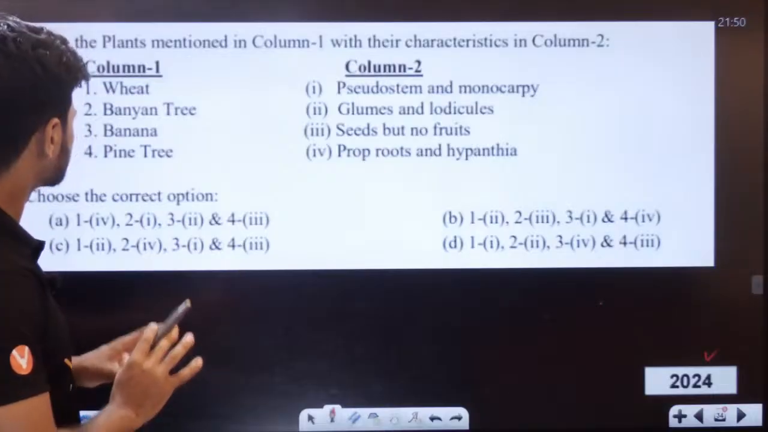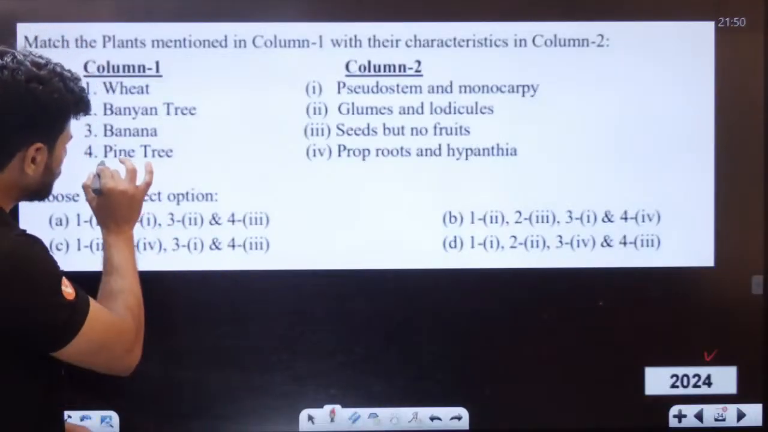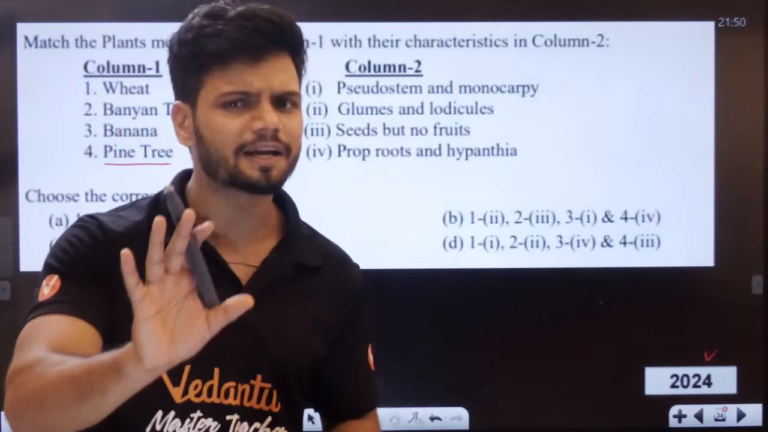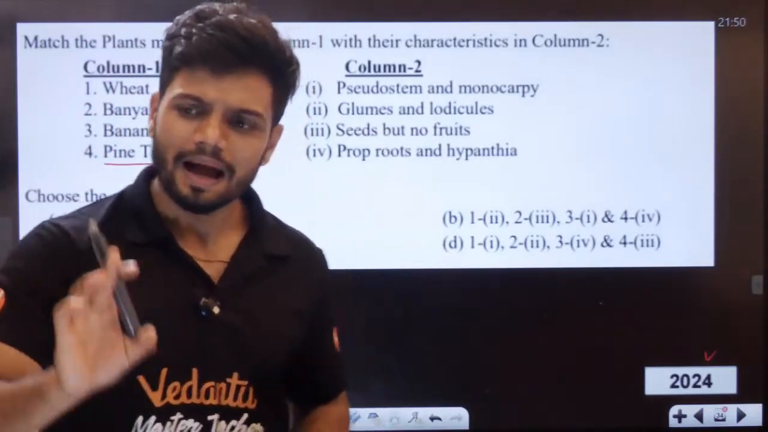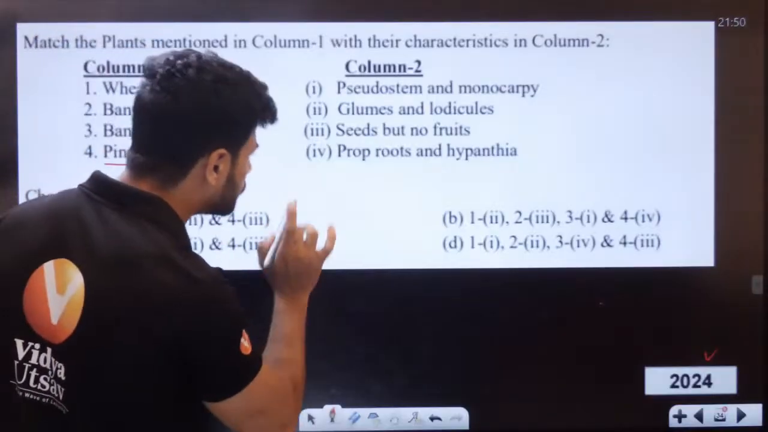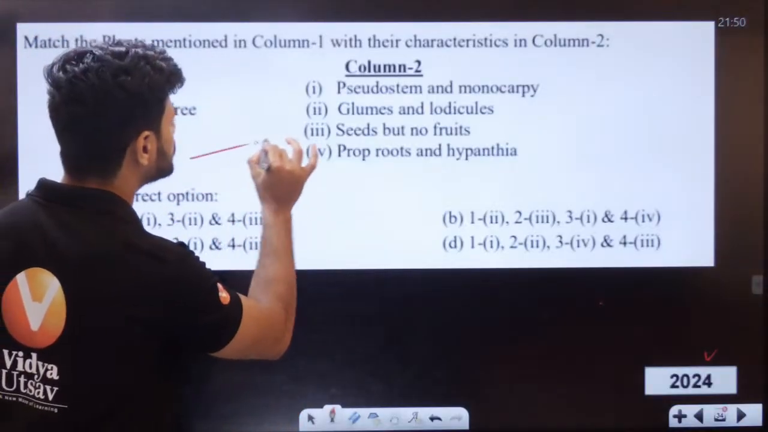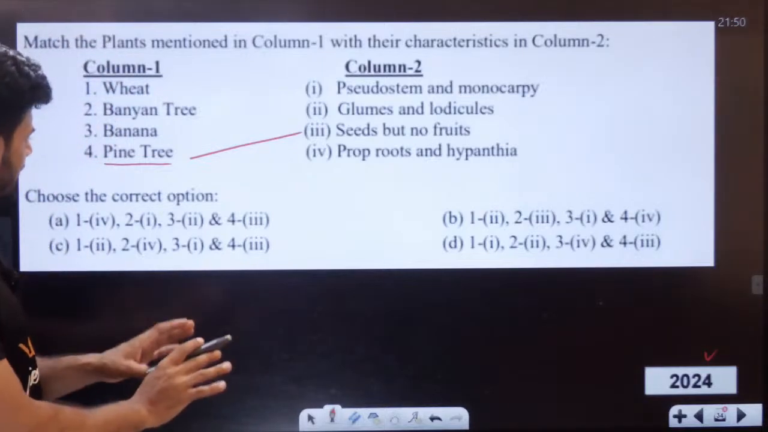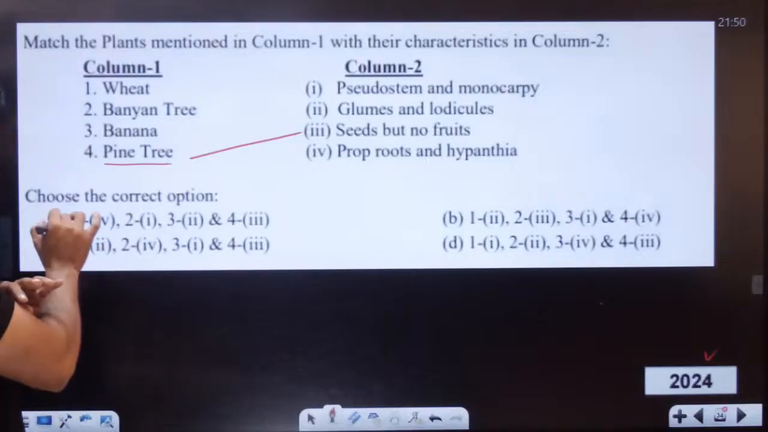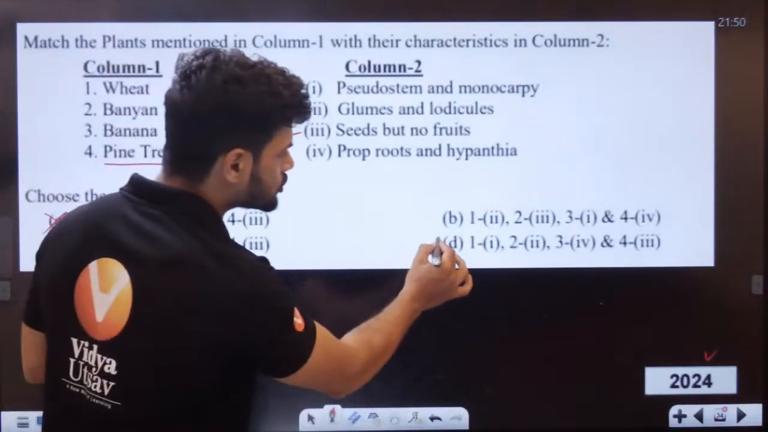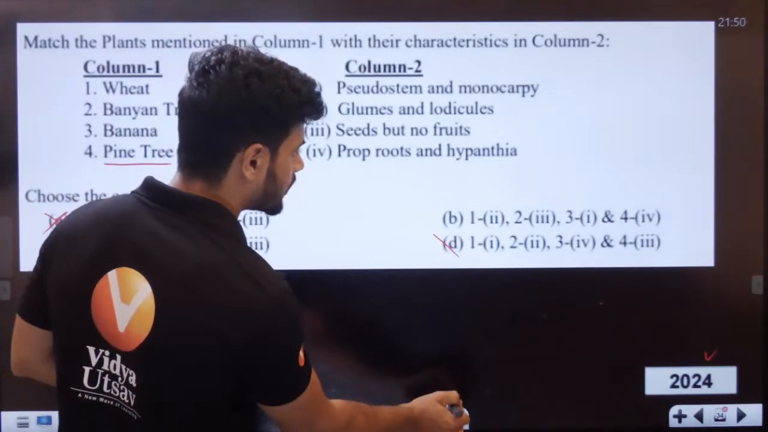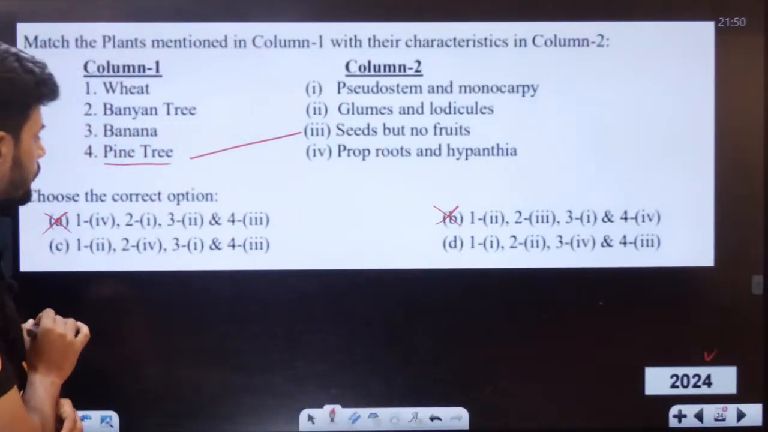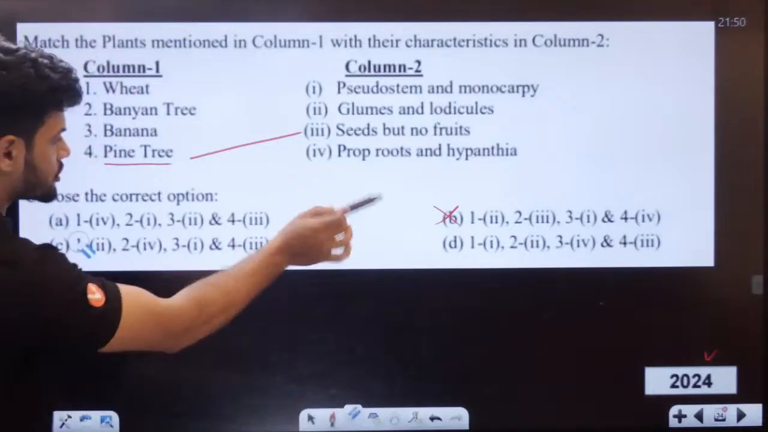All of you will know, pine tree is a gymnosperm. इतना सबको पता है. Pine tree is a gymnosperm. And in gymnosperm, do all of you know, students, seeds without fruit. है ना? Seeds without fruit. So from this we can tell 4 is 3. So ये ऑप्शन चला गया, ये ऑप्शन चला गया, है ना? दो ऑप्शन चले गए अभी. ओके, 4 is 3. ये एक ऑप्शन चला गया.